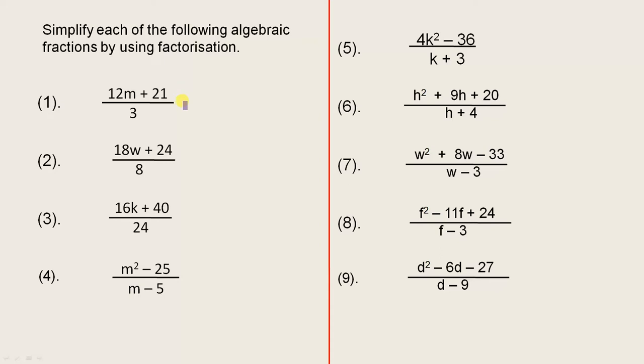For number 1, we have this algebraic fraction. We look at the numerator and we search for a HCF. That will enable us to factorise the numerator. After we've done that, whatever number is outside of the grouping symbols or brackets, that'll be the HCF. We do some cancelling with the denominator and that helps us to simplify that algebraic fraction. And it's exactly the same for the first 3.